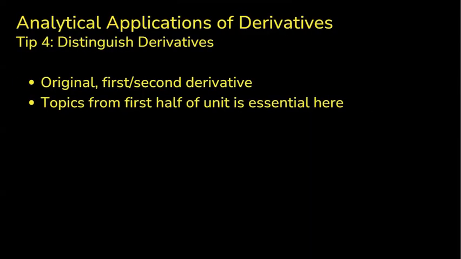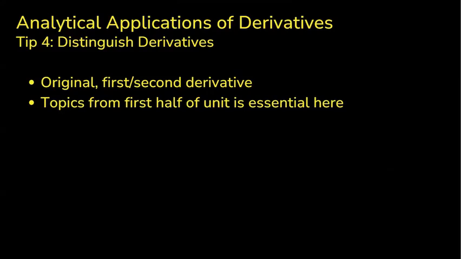And the fourth tip is distinguish derivatives. Now that we know about the original function, the first derivative, and the second derivative, we're going to go back and forth in between each of those. So it's very, very important that when you have a problem presented to you, you understand which graph is given, if it gives you a graph, whether it's the original function, first or second derivative, if it's a function, if it's information about a function, if it's a table of values. Make sure you understand which function they're talking about and which function they're asking you questions about.